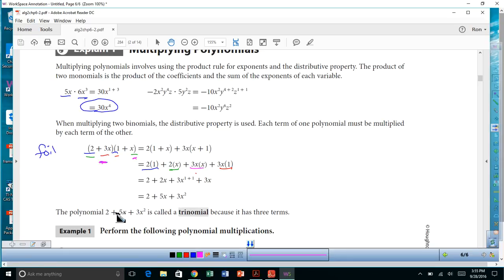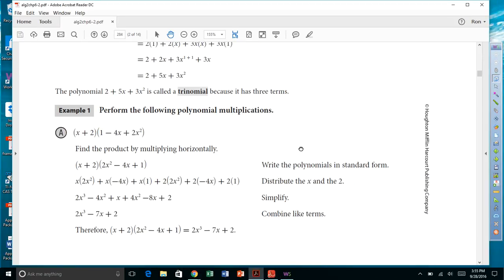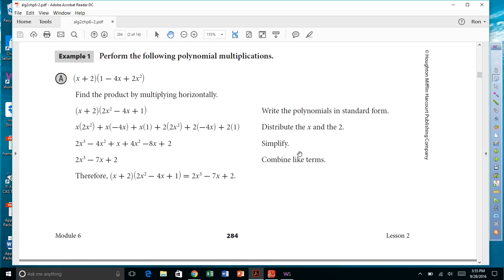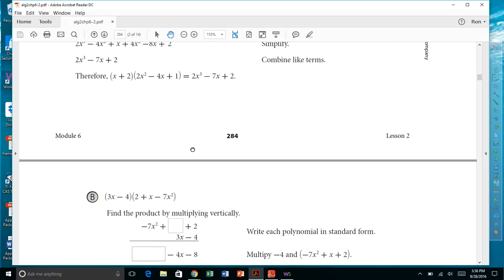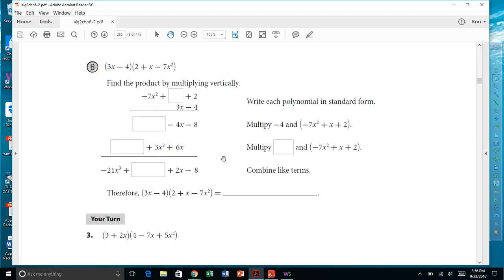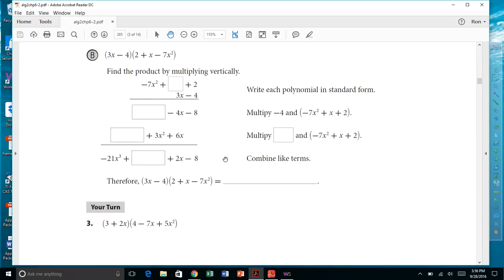A polynomial 2 plus 5x plus 3x squared is called a trinomial because it has 1, 2, 3 terms. Perform the following polynomial multiplication. Find the product by multiplying horizontally. Y'all can follow through that one there, and we'll do B together. So go ahead and stop the video and follow that through, and then when you come back, we'll do B together.